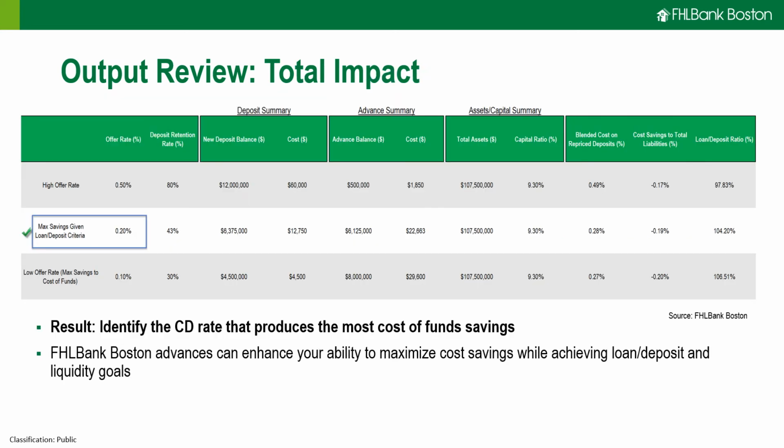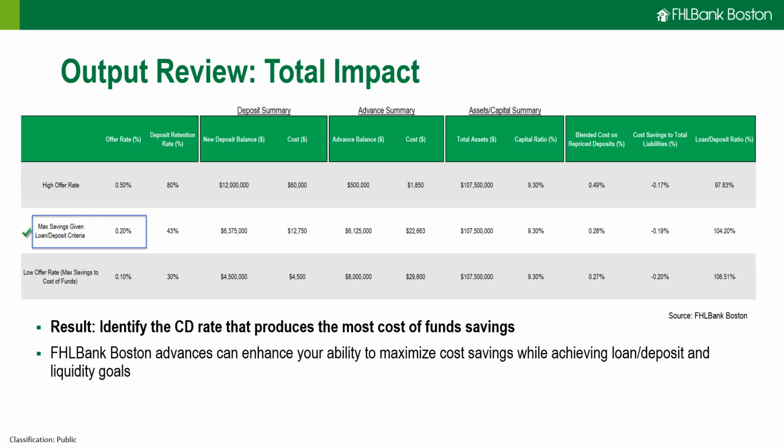The last piece of this case study that I want to review is the total impact in terms of specific numbers that the model outputs. If we focus on the highlighted box and the corresponding row of data, we can see the breakdown that results in the maximum savings to cost of funds. In the deposit summary, we retained 43% of maturing CDs at 20 basis points.